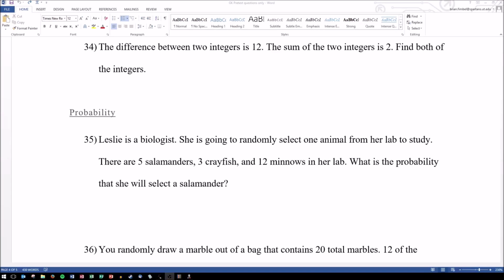Alright, so number 34. The difference between two integers is 12. The sum of the two integers is 2. Find both of the integers. Well, first, we're going to just talk about this. We have the difference. Difference is the number you would count on a number line between the two integers. The sum of two integers is 2, simply adding them together. So we need to figure out which way we're going to be better off finding them. Well, I'm thinking the difference is going to be the best approach to start with. So let's do that.